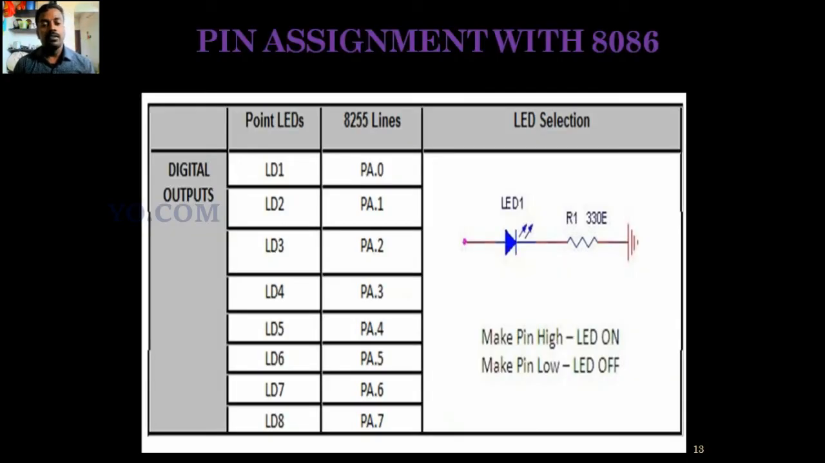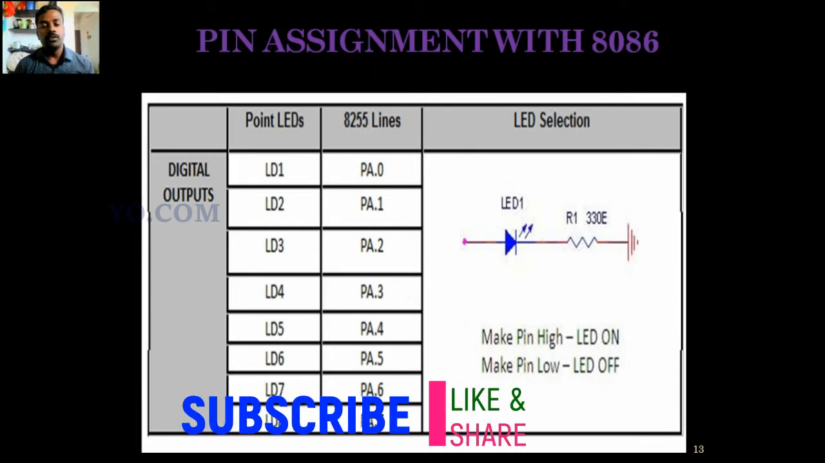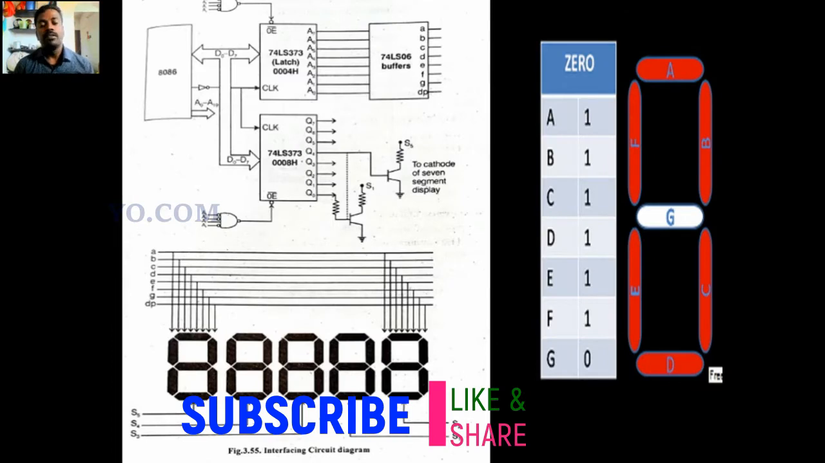Then this is the pin assignment for the 8086 LED interface. Here we consider port A as the output port, with 5 lines. This is the table that is used for the LEDs. This is our circuit connection.